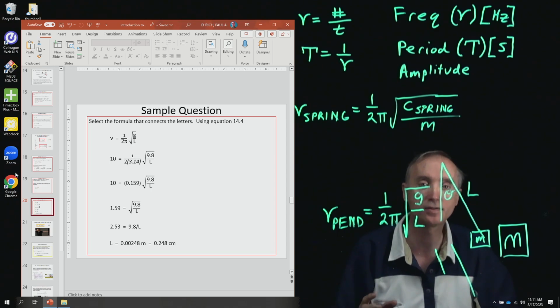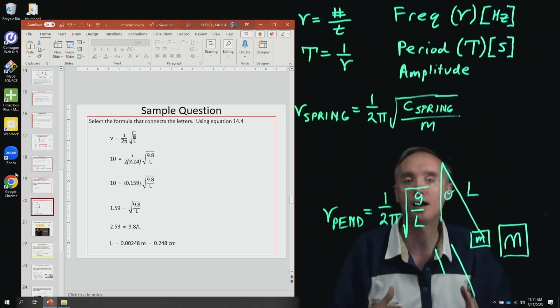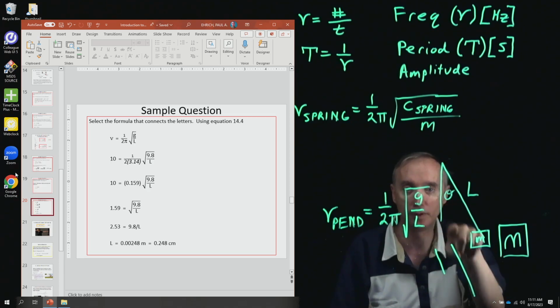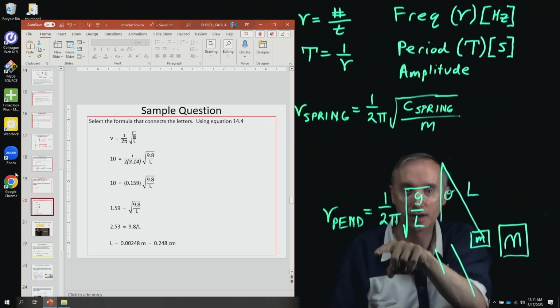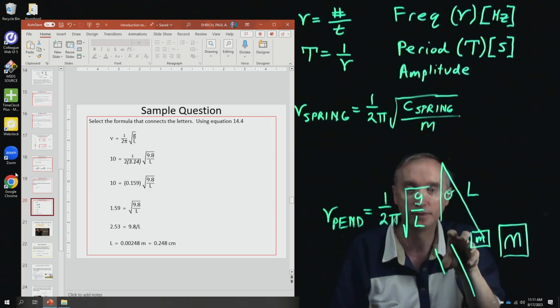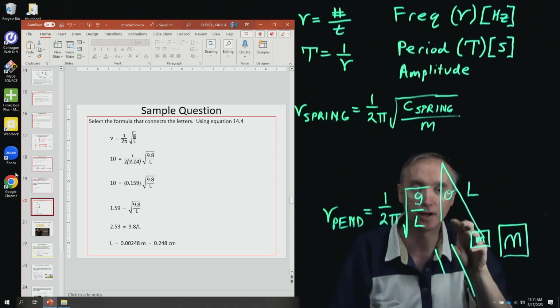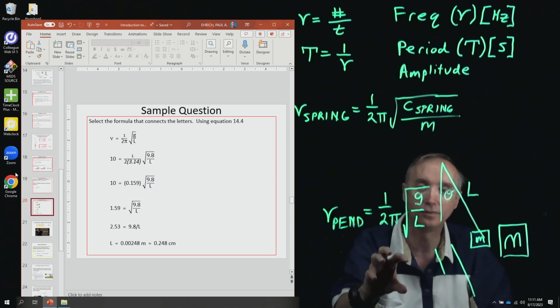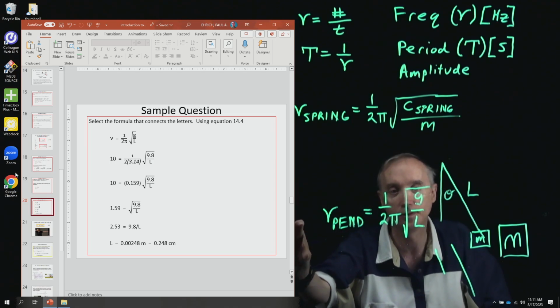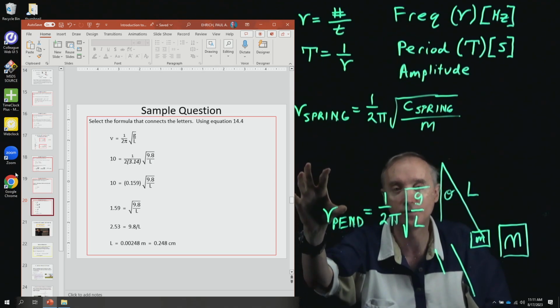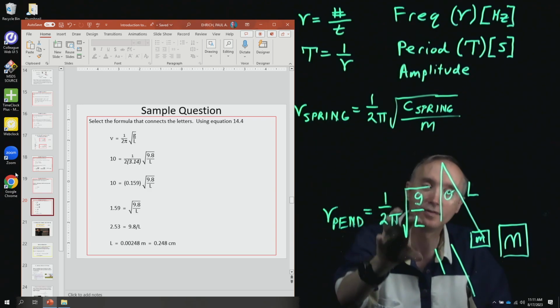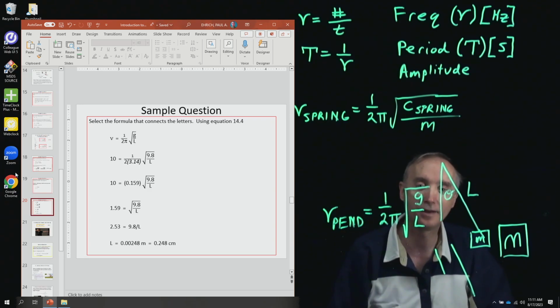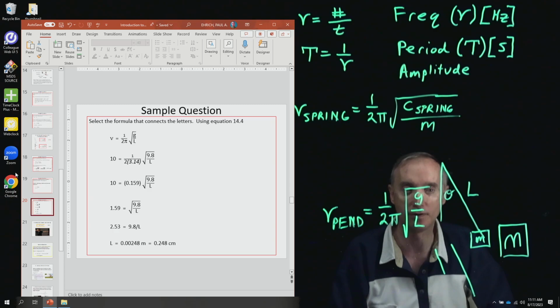Then my next step is, what's the opposite of a square root? It's a square. So I need to square both sides. Now I've got 2.53 equal to 9.8 divided by L. I still have to get the L over to the other side, so I take the 2.53 over to this side, and I end up with that result.